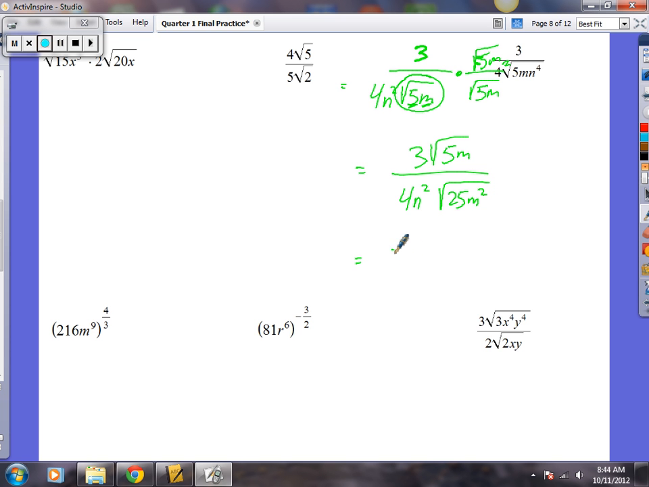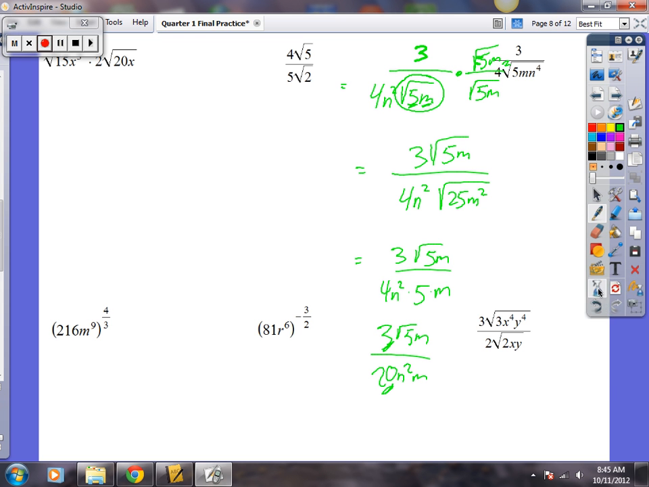Alright, so your top is not going to change. I just copy and paste. Your bottom, I've got a 4 times the n squared times anything that comes out was multiplied. Square root of 25 is a 5, and square root of m squared is just m. So my final answer is going to be 3 times the square root of 5m divided by 20 n squared m. Alright, can I clean up 3 and 20? No, you're done. Next one.